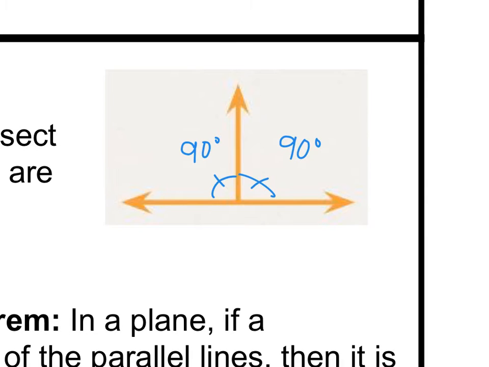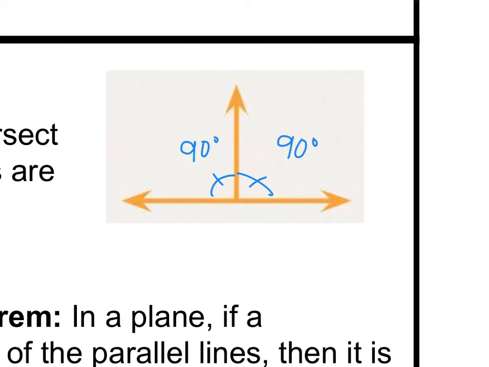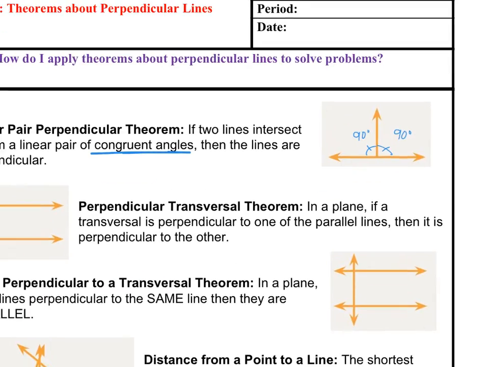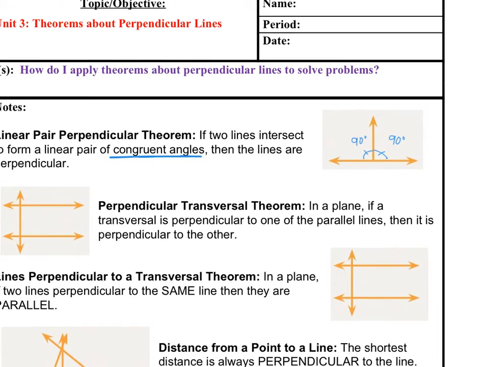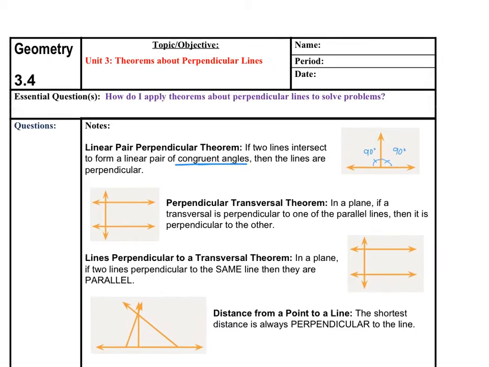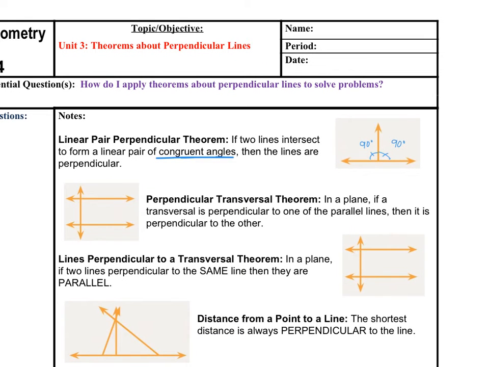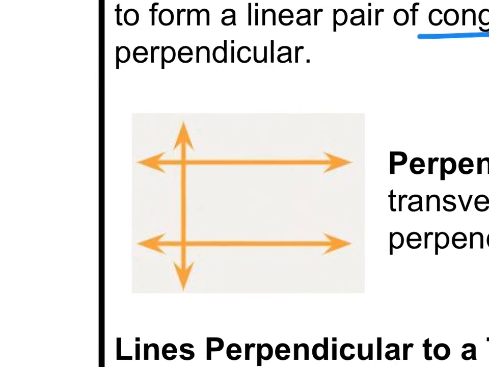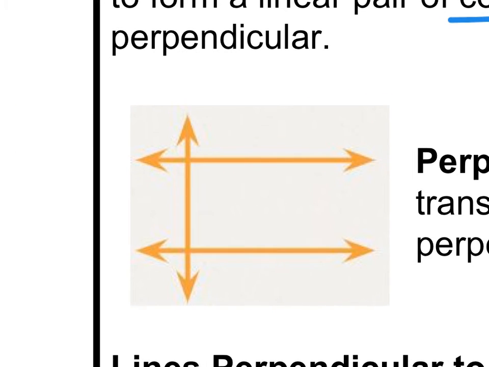Okay, next one. So that's what that one says. Perpendicular transversal theorem. In a plane, if a transversal is perpendicular to one of the parallel lines, then it is perpendicular to the other. So this one, I need you to go ahead and mark this. It'll be helpful for you. You are given first that these are parallel lines. That is something that you know.